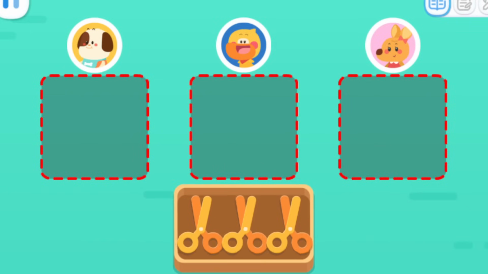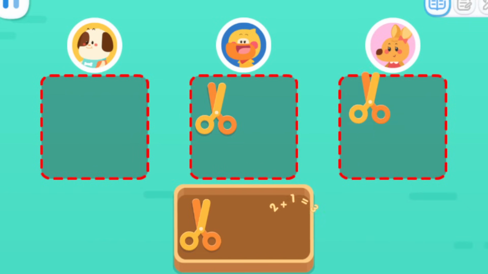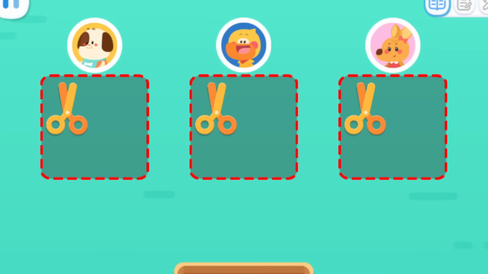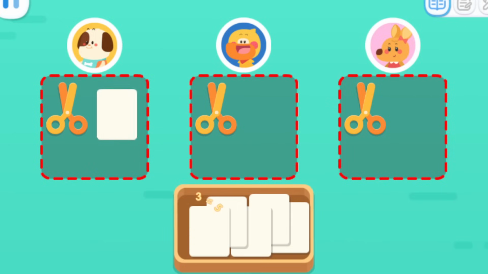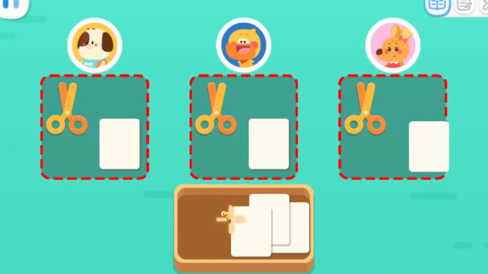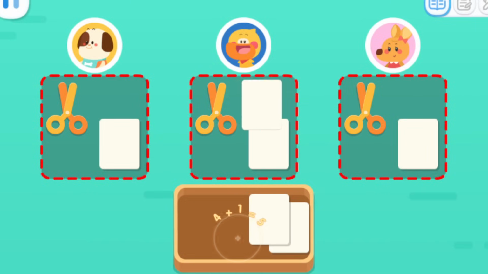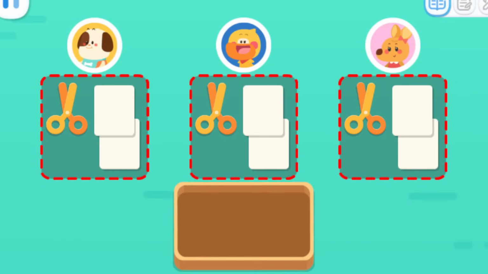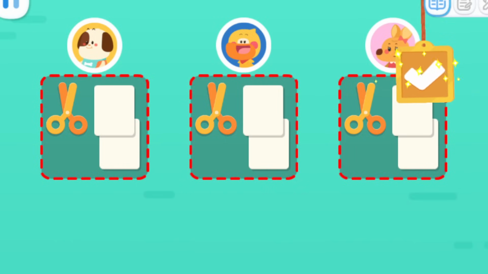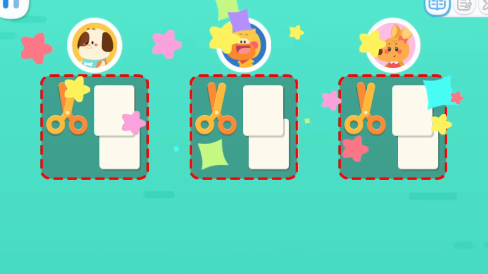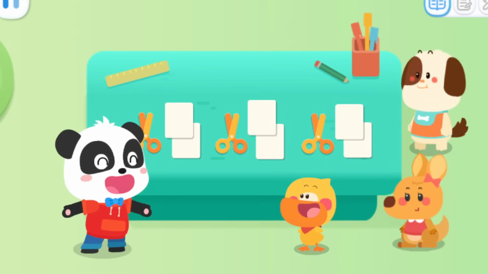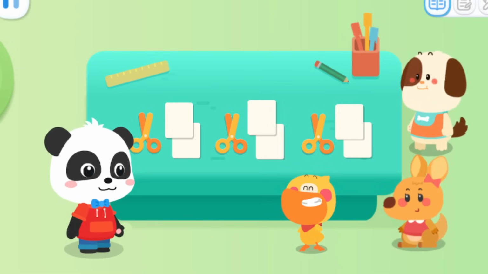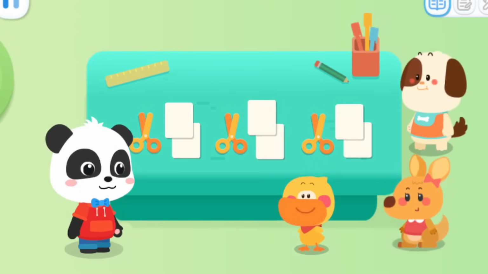Kids, can you distribute these items equally among 3 kids? Tap the button to confirm. All done! Great job! We can make a ladybug! Yay!